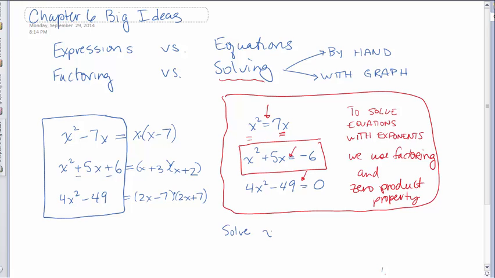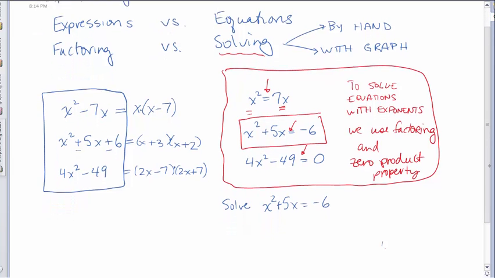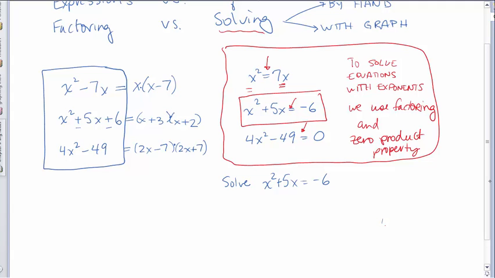solve x squared plus 5x equals negative 6, I'm going to use factoring to solve it, but I need to make it equal to 0 beforehand, because the zero product property, it's called that because you need a 0. So I'm going to bring this 6 to the other side. x squared plus 5x plus 6 equals 0. Now I'm going to use the techniques that I learned over here with expressions to do something with this. I need to factor it so that I have a multiplication problem. This factors into x plus 3 times x plus 2 equals 0.